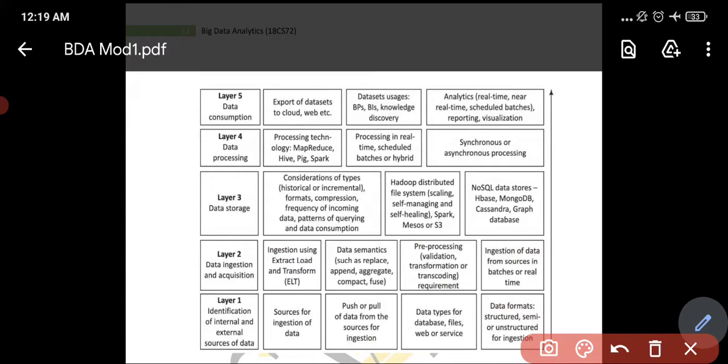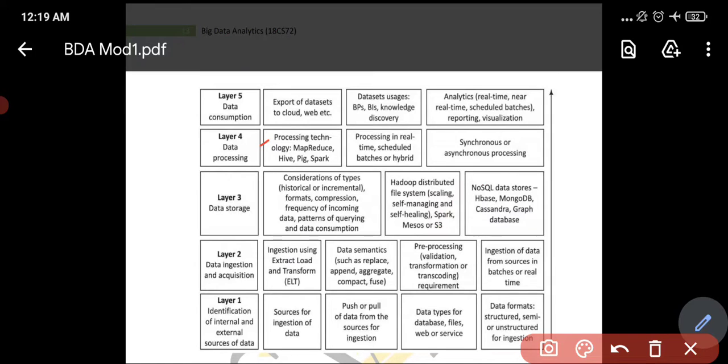And then next, layer 3, that is data storage. Here, depending on the formats and types considered, we can use a distributed file system in order to store the data, or you can also use NoSQL databases in order to store the data.